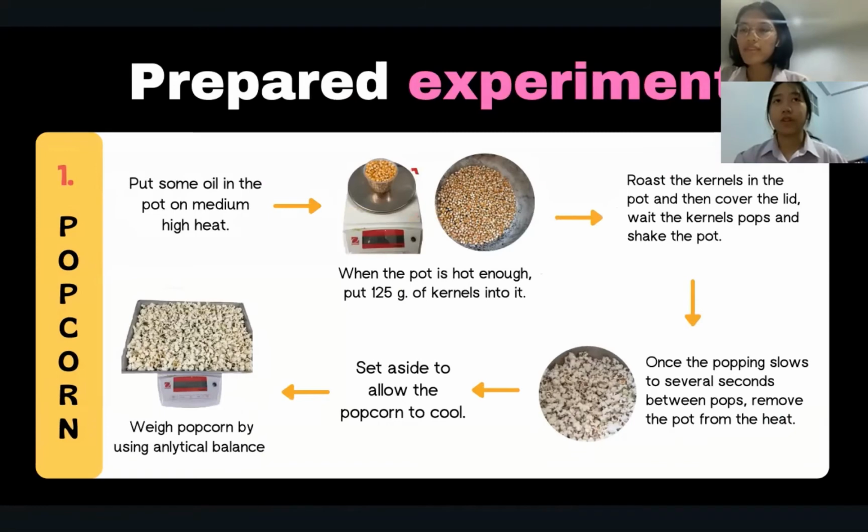Next, we will talk about preparing the experiment. The first one, how to make popcorn. We put oil in a pot on medium-high heat and put 125 grams of kernels into it. Let the kernels pop and shake the pot once the popping slows to several seconds between pops, and remove the pot and then weigh the popcorn.